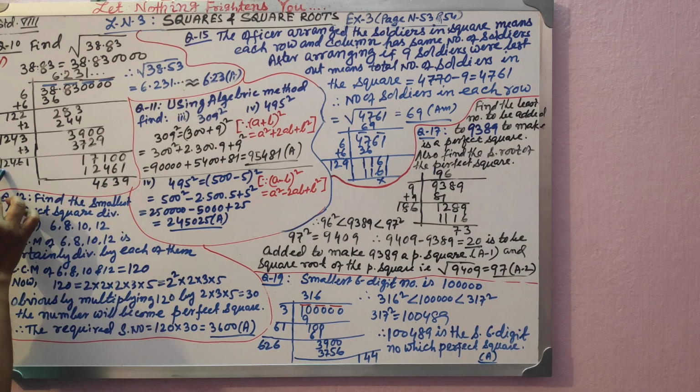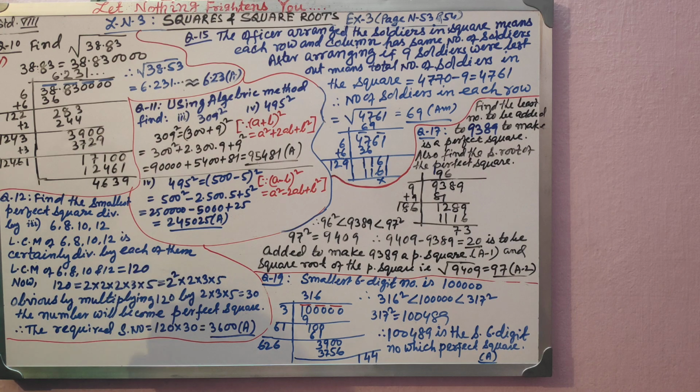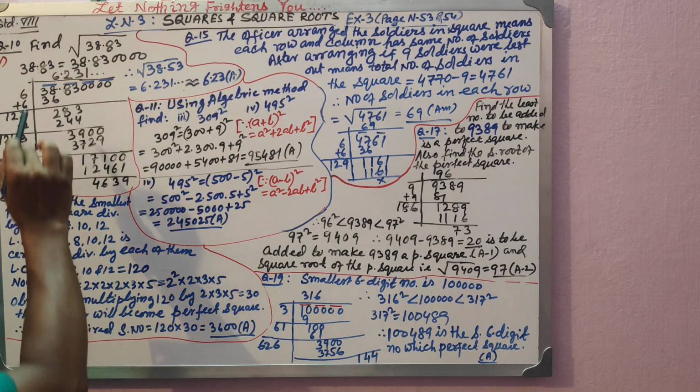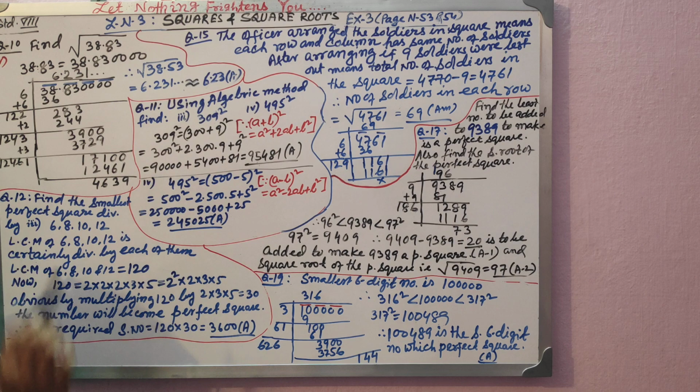That will go 2 times, which will be 24. Here it is 17, it won't go. So 1 into this number is this number itself. On subtraction you have got this. You don't have to see what you have got on the subtraction. You have made 3 decimal places: the square root value of 38.83 is equal to 6.231.